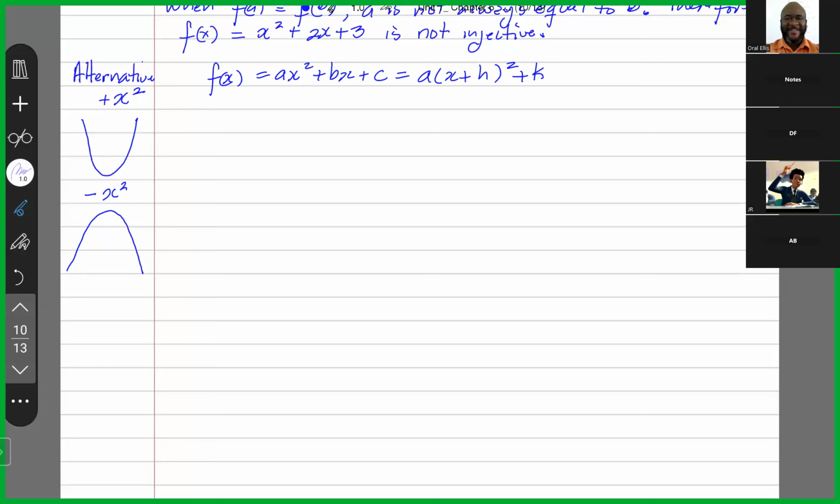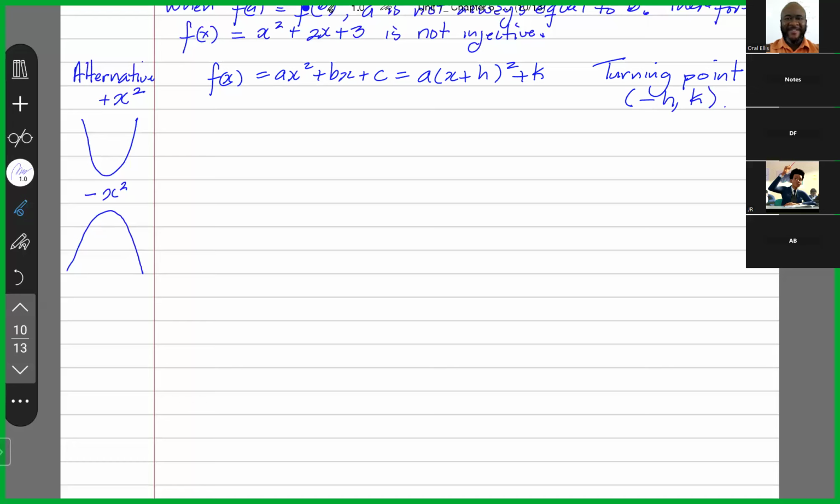Now, once we have written the function in this form, we need the turning point. Now, the turning point is either the minimum turning point, as in the case of a smile, or a maximum turning point, as in the case of the frown. Now, the turning point is always minus h, k.